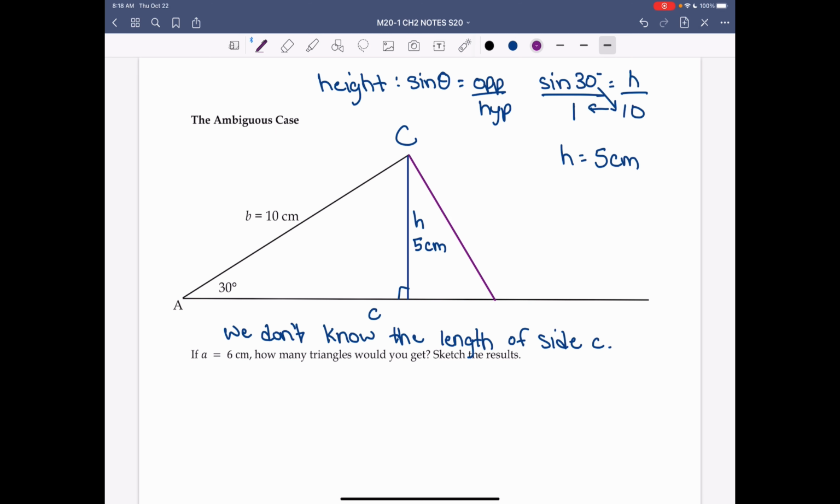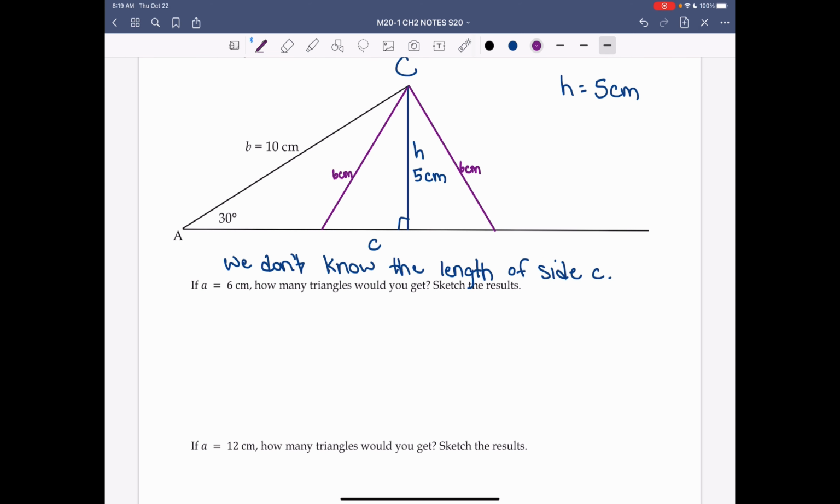But then we can also swing our ruler the other direction. If we swing our ruler this way and make sure that the 0's on the capital C and then the 6 measurement lines up with line C, then we see that we can also have a triangle where side A is leaning this direction. So that might look something like this. And these are 6 centimeters, 6 centimeters. So if A equals 6 centimeters, how many triangles would you get? We get 2 triangles.